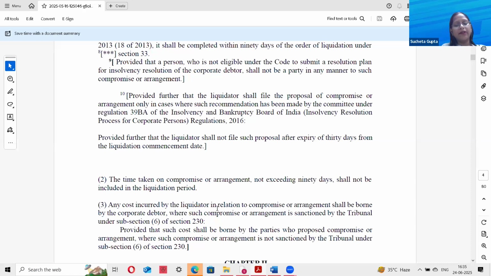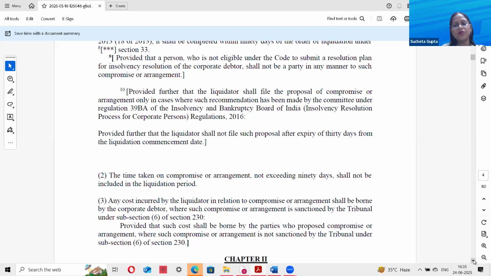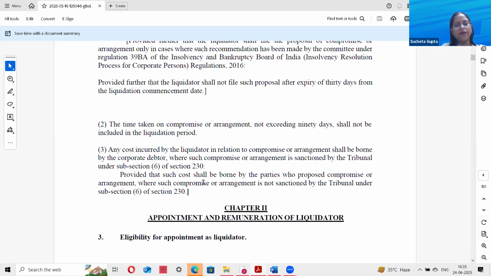Any cost incurred by the liquidator in relation to compromise or arrangement shall be borne by the corporate debtor, where such compromise or arrangement is sanctioned by the tribunal under this section, provided that such cost shall be borne by the parties who proposed the compromise or arrangement, where such compromise or arrangement is not sanctioned by the tribunal under sub-section 6 of section 230.